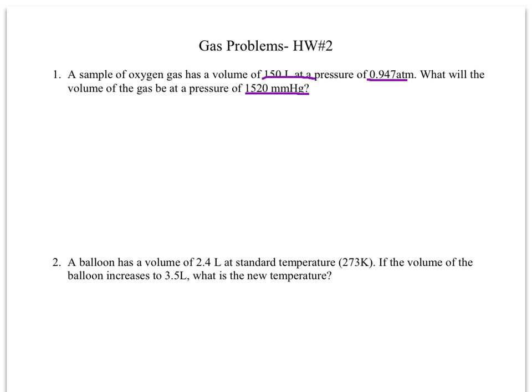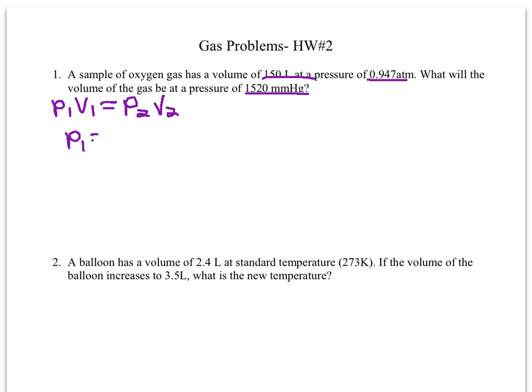So we are given 2 pressures and we're given 1 volume. So if you look at your notes from class the other day, you'll see that we need to use Boyle's law. Boyle's law is P1 V1 equals P2 V2. And you know we need to use that because we're only given pressures and volumes. We're not given any temperatures.